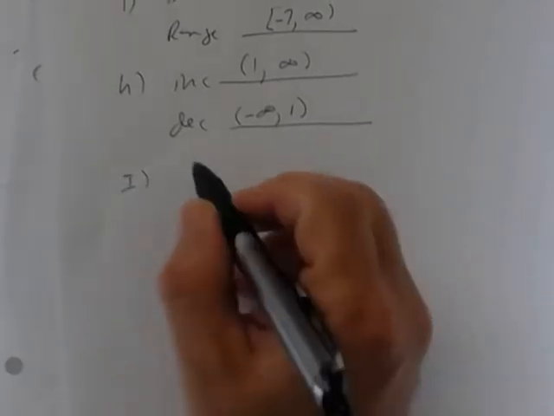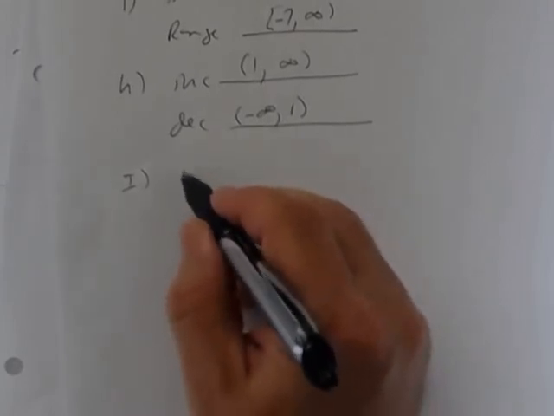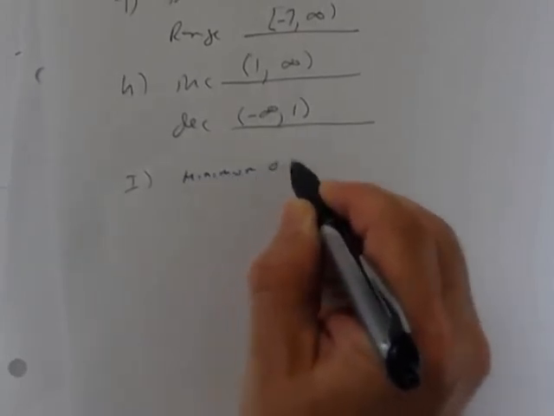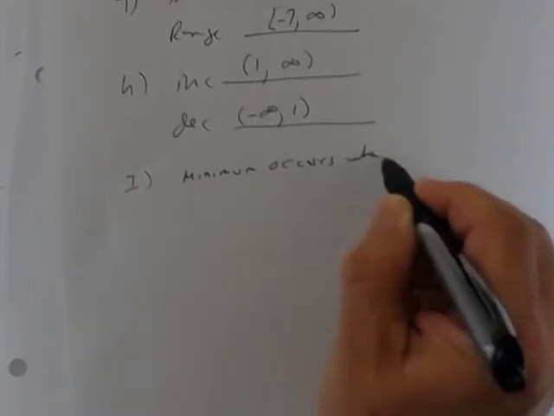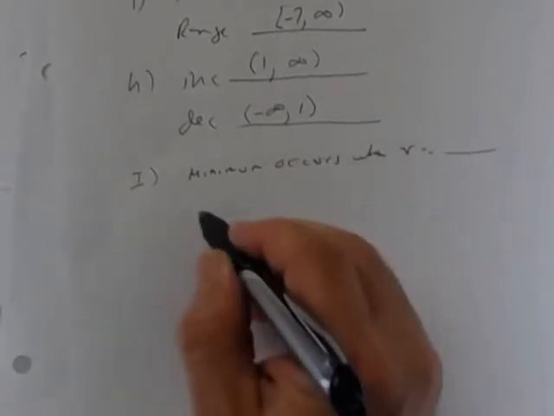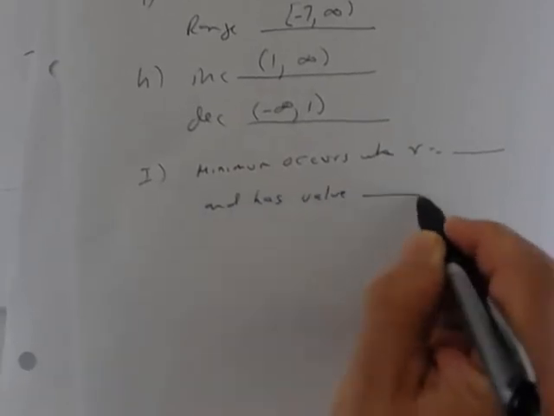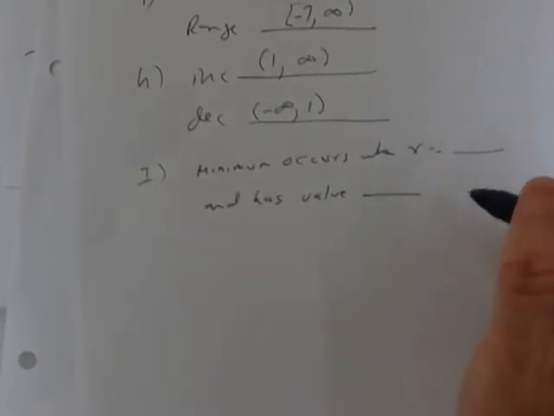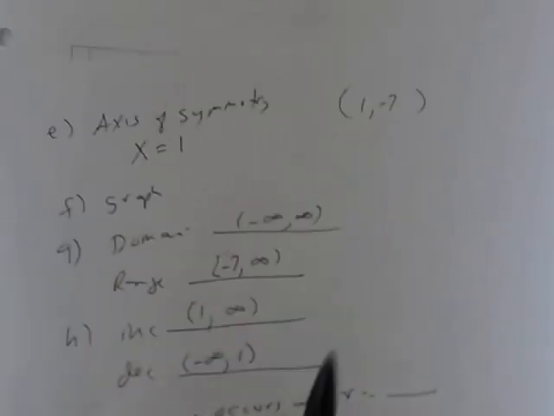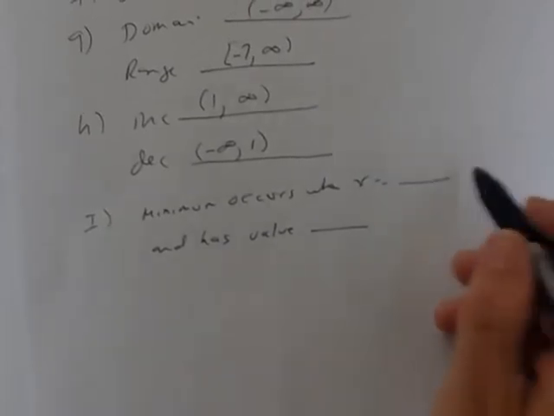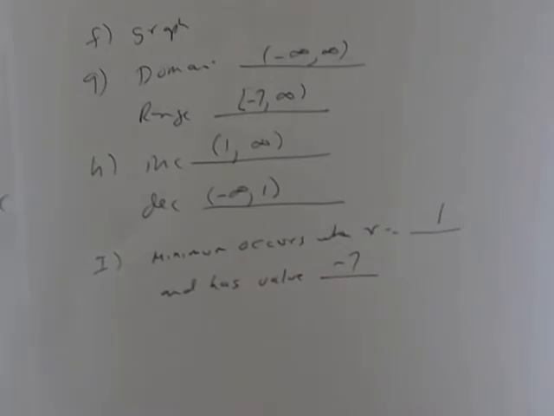All right, I, it's a minimum point. You know that, right? So the minimum occurs when x equals blank and has value blank. X equals what? No. Come on, your x coordinate is 1, right? So your minimum occurs when x equals what? And what's that y value? -7. Okay. Any questions on that?